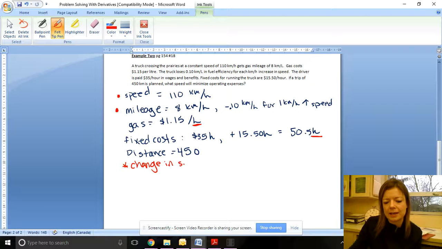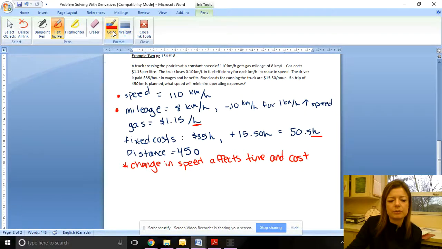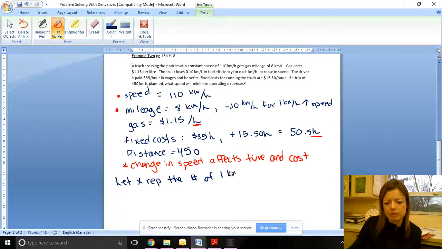So it's the change in speed that affects time and cost, right? It's the change in speed that we want to use to represent everything. So think back to our questions from before. How would you represent this variable? Okay, my brain went right to let x represent the number of 1 kilometer per hour changes in speed. Okay, because that's just what we're used to doing from these types of questions in grade 10.